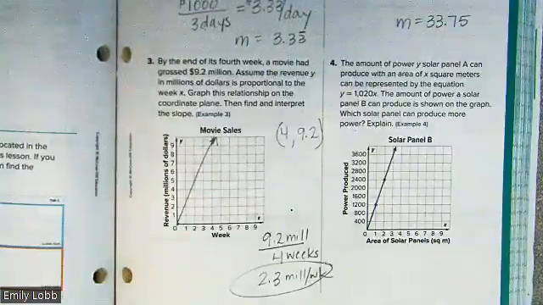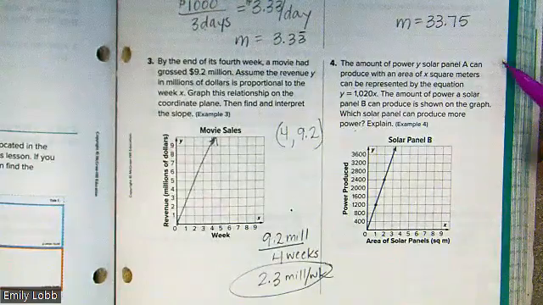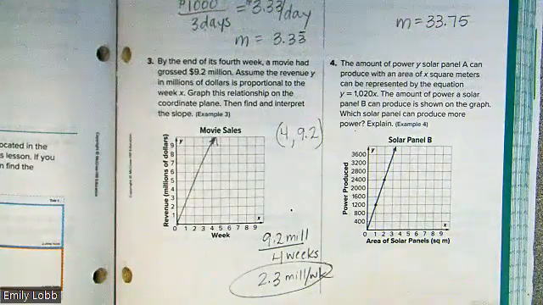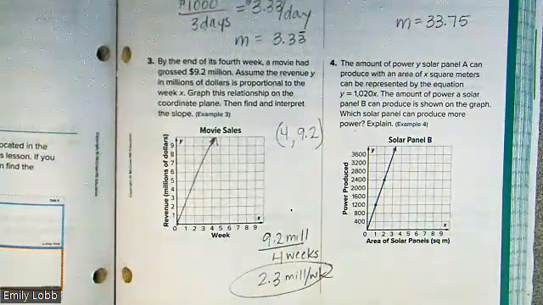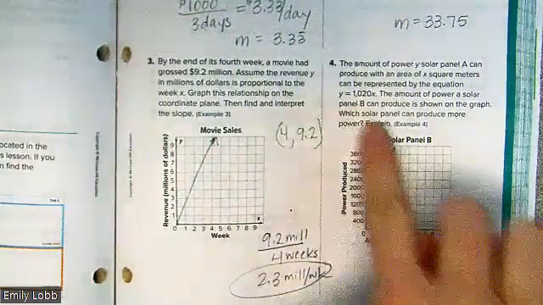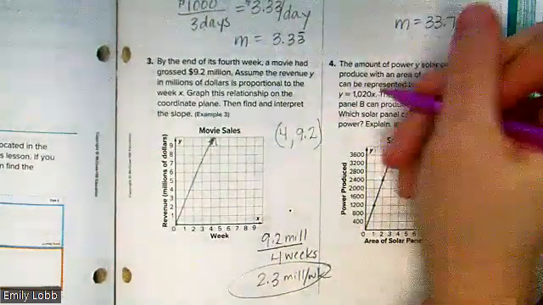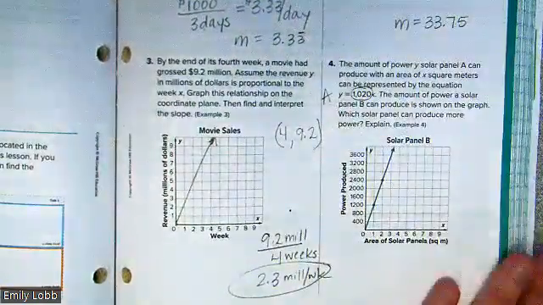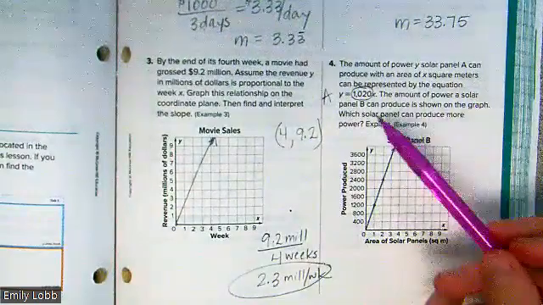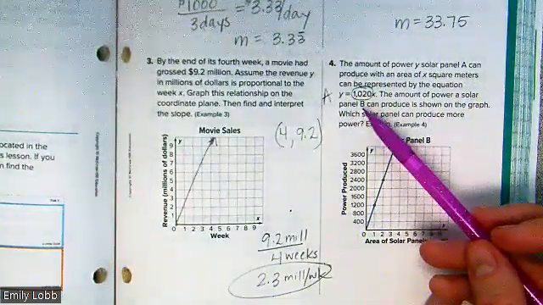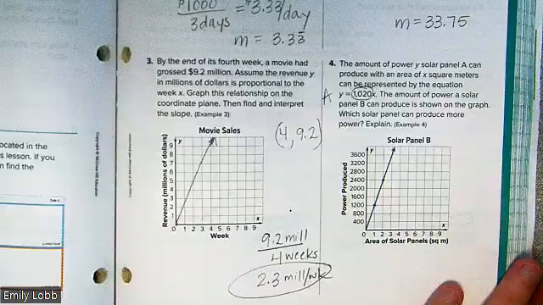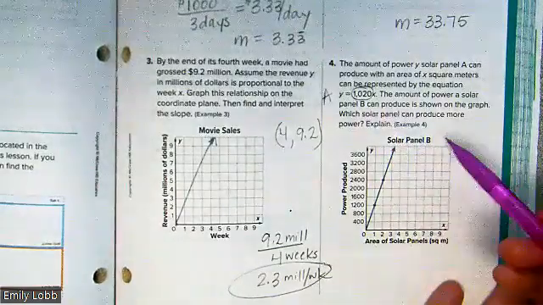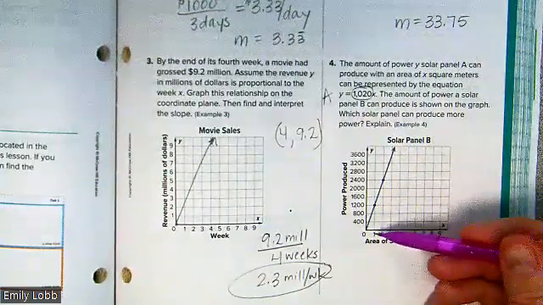All right, the amount of power Y solar panel A can produce with an area of X square meters can be represented by this equation. So here we are, just like we've been practicing. We have an equation that we're comparing to the graph. So solar panel A, here is my rate, right? The power is 1020 per square meter. So that's m for A. m for B, we have to figure out.